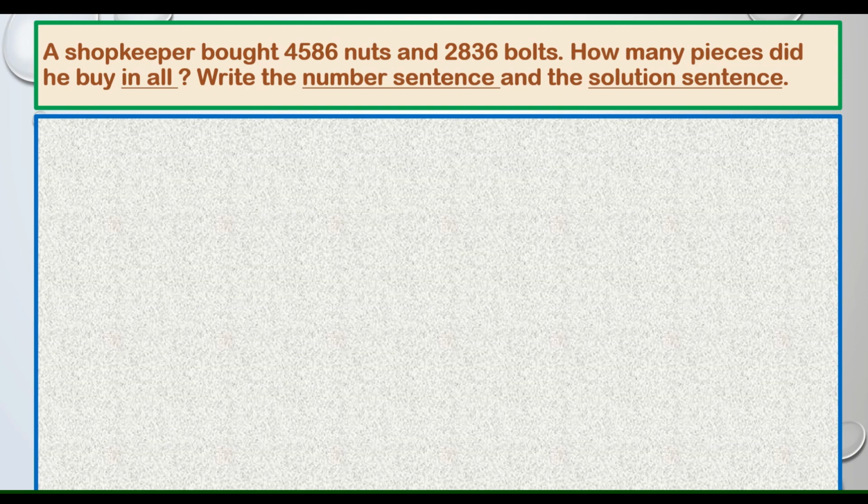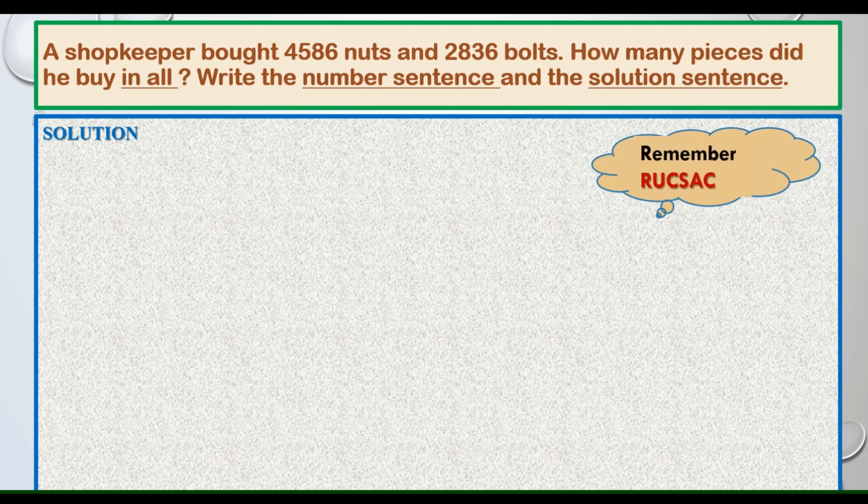So remember, before solving, you have to remember the steps to solve. And the short form for those steps is Rakshak. So R stands for reading, which we have already done. Now U is to understand the question. To understand the question, again choose the numbers given in the question and ask yourself a question: what is 4586? You will say it is the number of nuts. So this forms your first statement.